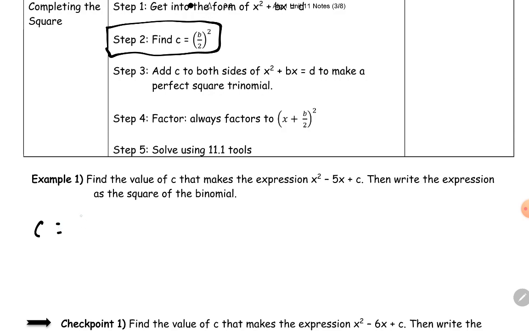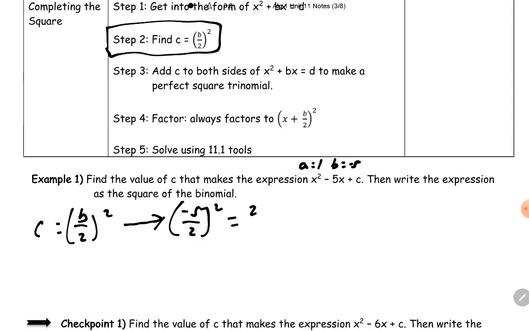So the c value is equal to b divided by 2 squared. My a value is the number in front of x squared, which is 1. My b value is negative 5. And c is what we're looking for. So c is b divided by 2, so negative 5 over 2 quantity squared, which is positive 25 over 4. So my expression will be x squared minus 5x plus c, which is 25 over 4.